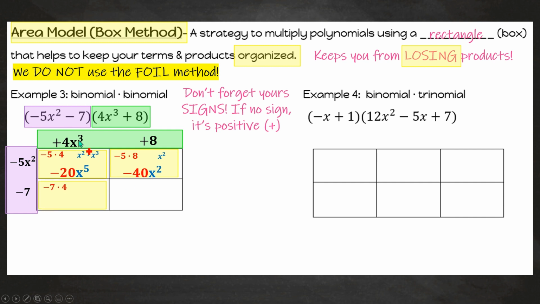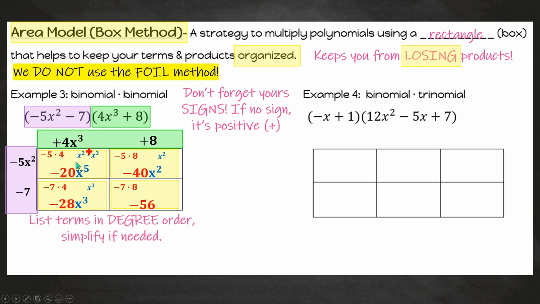Then we have -7 times the positive 4, and this doesn't have a variable, so we just have our x to the power of 3, so we end up with -28x to the power of 3. And finally, we have -7 times positive 8, and -7 times positive 8 is going to give you a -56. So we filled out and we found all of our terms. Now we're going to list the terms in degree order.